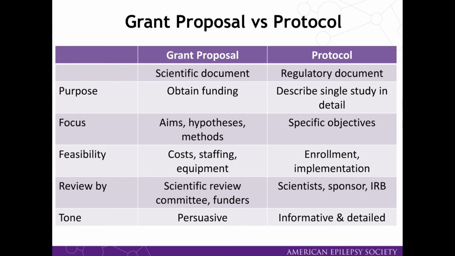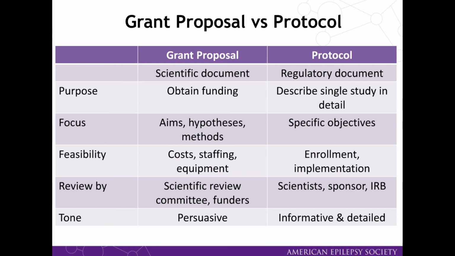The focus of this is really on the aims and the hypotheses and the methods of the research project. They're very interested in looking at the feasibility of the project in terms of cost and staffing and equipment. And the review is done by a scientific review committee and funders of your project. And generally, in the grant proposal, you're trying to be persuasive and make a good case that your project deserves funding.